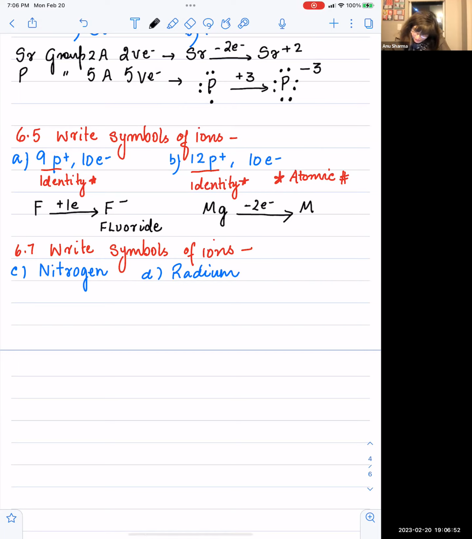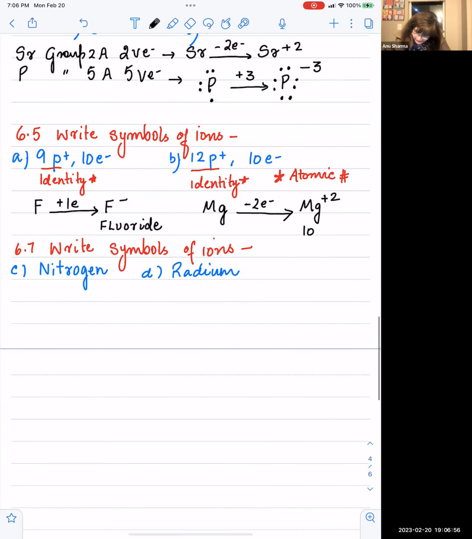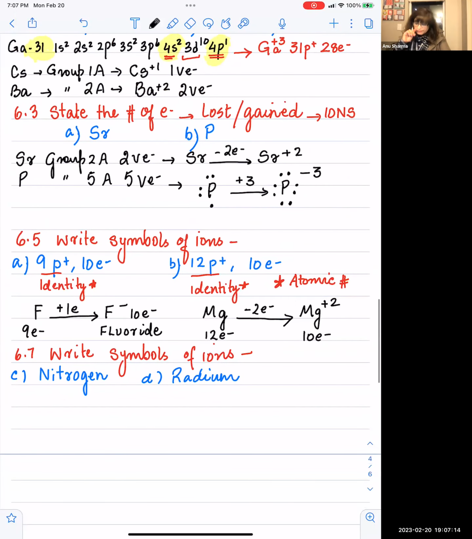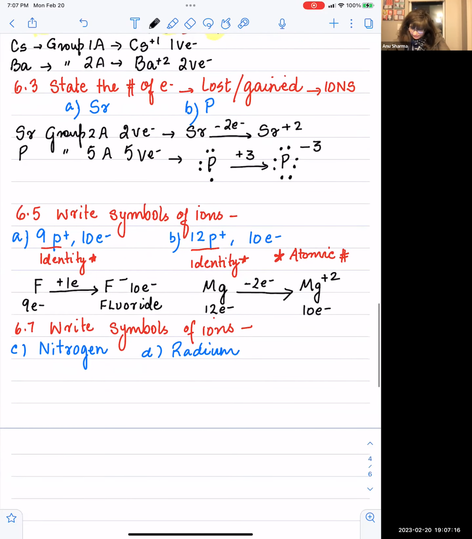So then it becomes magnesium with plus 2 charge. And this one will have 10 electrons. And this one has 12 electrons. Similarly here, this has 9 electrons, but now this has 10 electrons. Okay, so losing electrons gets a positive charge, gaining electrons gets a negative charge. Okay, all right, next is write the symbols of the ions.